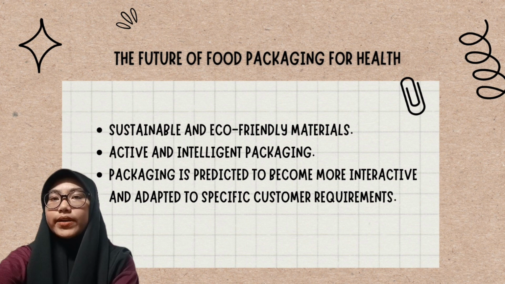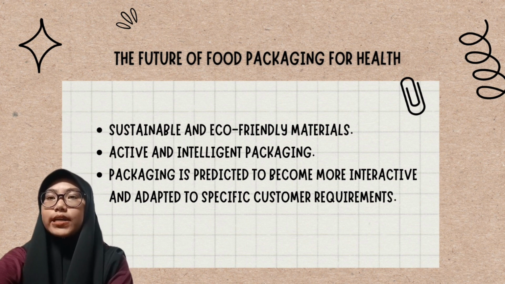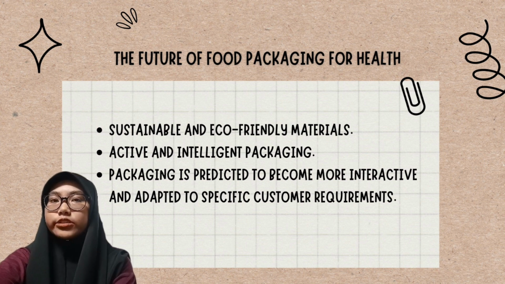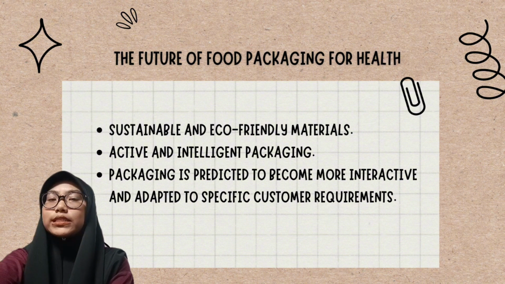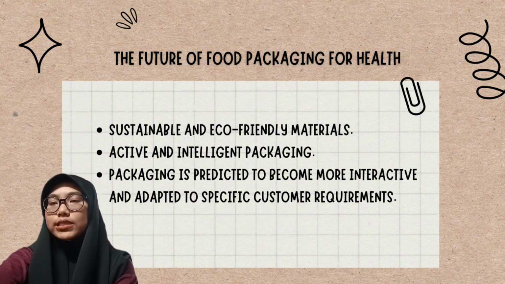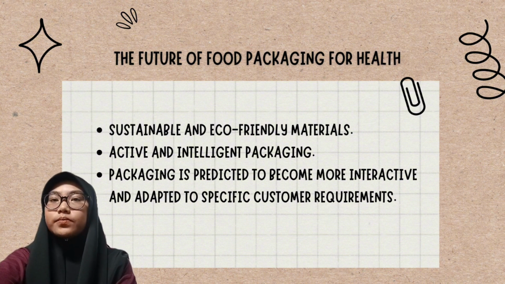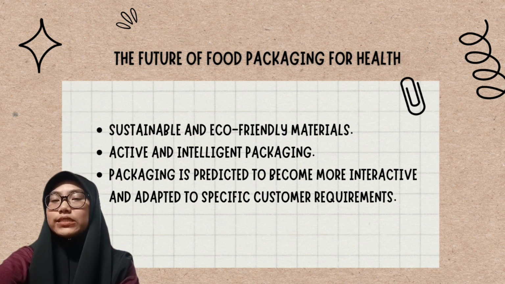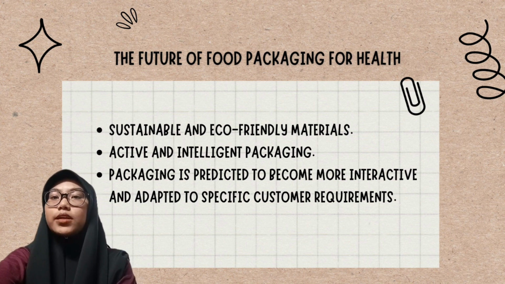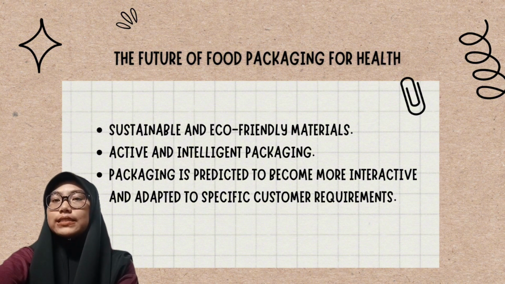Next, packaging is predicted to become more interactive and adapted to specific customer requirements as personalized nutrition and individual dietary demands grow more popular. Through technology like QR codes and integrated sensors, smart packaging systems may deliver personalized information such as ingredient specifications, nutritional content, allergy alerts, and even recipe recommendations. This can help people make better decisions and manage their health more successfully.